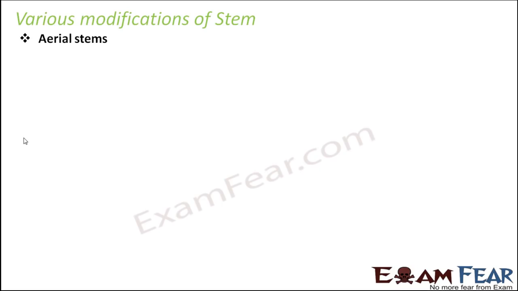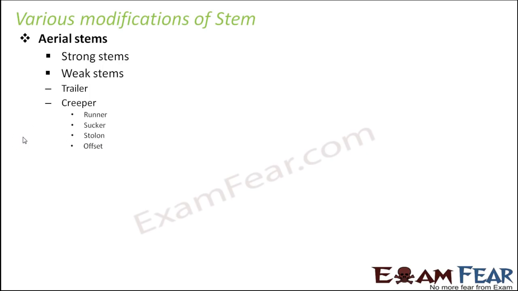Now in order to understand these modified functions, we need to understand the various forms of stem. So they are not basically types of stem, but the various forms of stem, that is the various ways stems are modified. We can have aerial stems, that is the stems which grow above the ground. Now in these aerial stems also we have sub-classification like strong stems, weak stems. In weak stems again we have classification like trailer, creeper. Again, creeper can be further sub-classified as runner, sucker, stolon and offset.